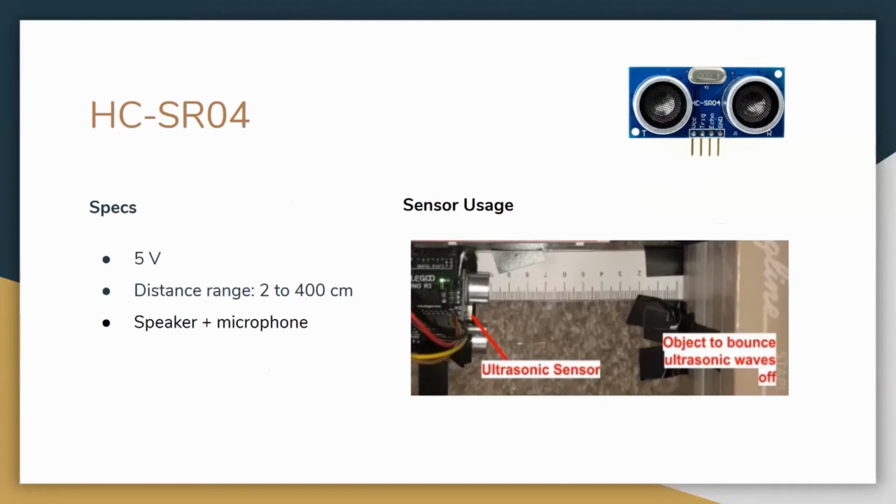The HC ultrasonic sensor operates on 5 volts and has an effective range of 2 to 400 centimeters, which fits our experimental range of 10 centimeters. It has a speaker and a microphone, which together allow us to know how long it takes the sound wave to travel a set distance of 20 centimeters.